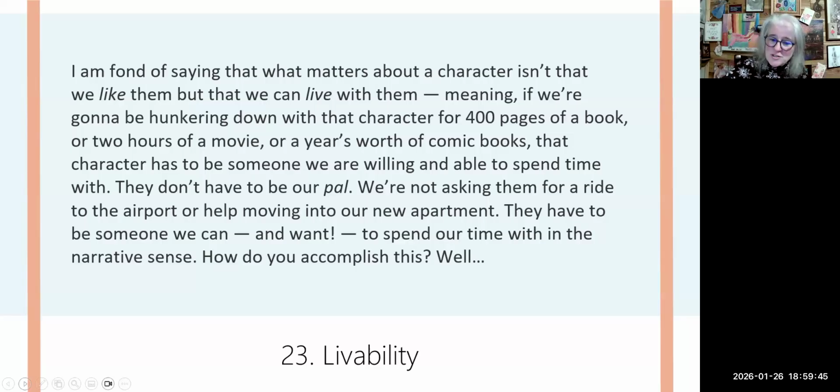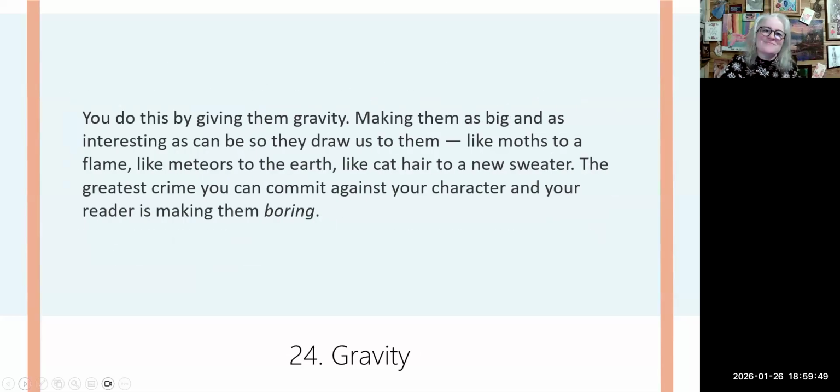And how do you accomplish this? Well, gravity. You do this by giving them gravity, making them as big and as interesting as they can be so they draw us to them, like moths to the flame, like meteors to the earth, like cat hair to a new sweater. The greatest crime you can commit against your character and your reader is to make them boring.